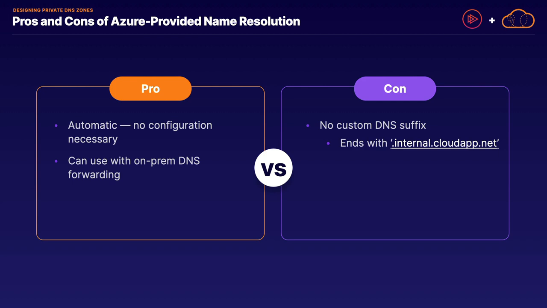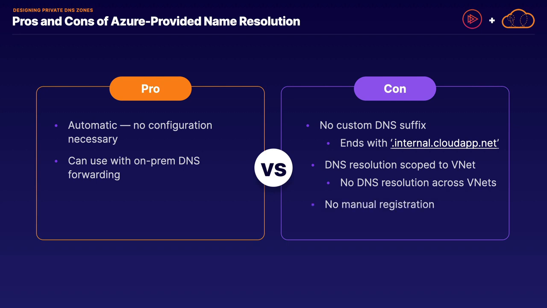.internal.cloudapp.net. And the biggest con to be aware of is that DNS resolution using this method is scoped to the individual virtual network only, which means you are not able to provide private DNS resolution across multiple connected virtual networks. Only resources inside of that Azure Virtual Network will be able to use private DNS resolution using only this method. And the last con to be aware of, we'll talk more about in just a little bit, is that you also do not have the ability to manually register new DNS records, compared to the private DNS zone option, which does let you do that.